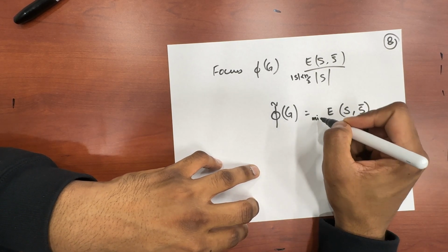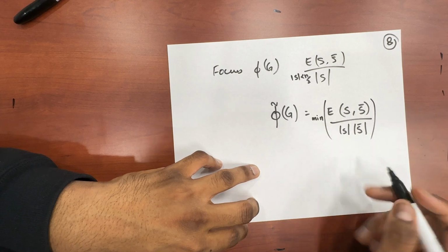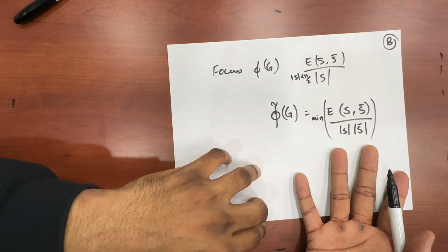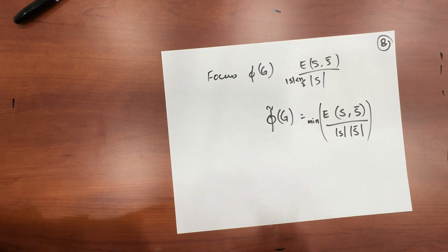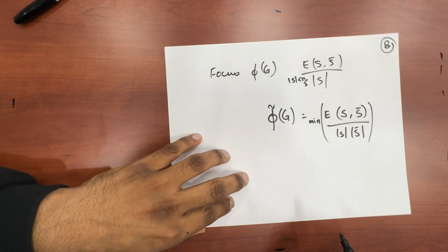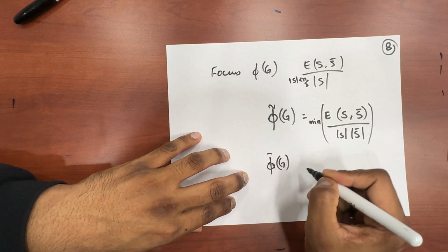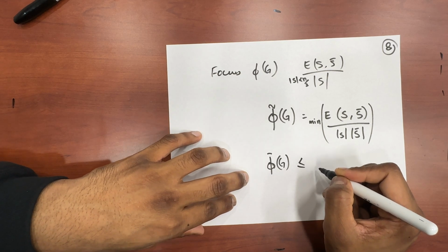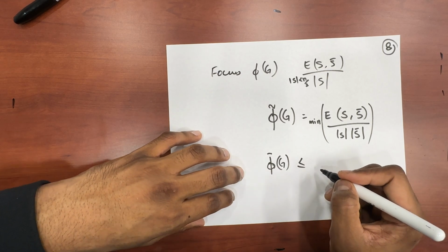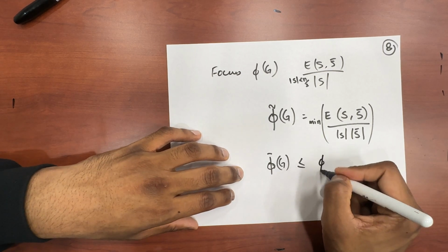Of course, the minimum. S and S bar both appear in the denominator, so this thing is symmetric. Now the claim is that phi tilde of G is, up to a factor of 2, equal to phi of G.